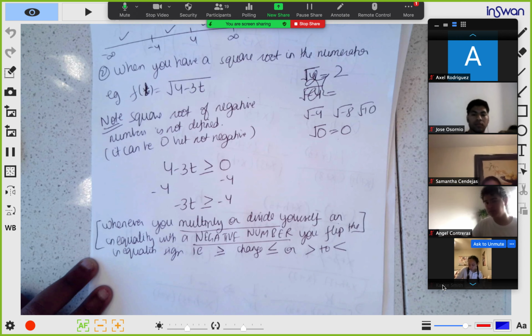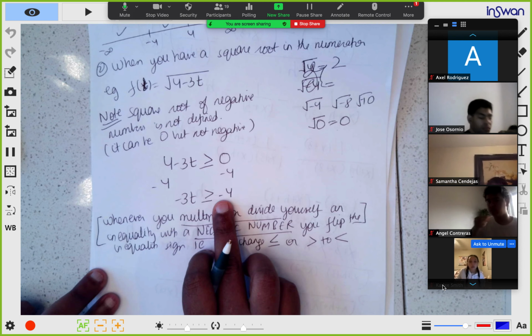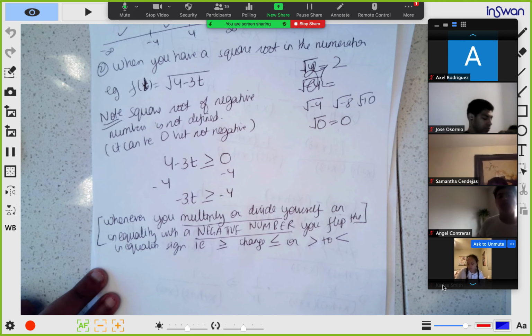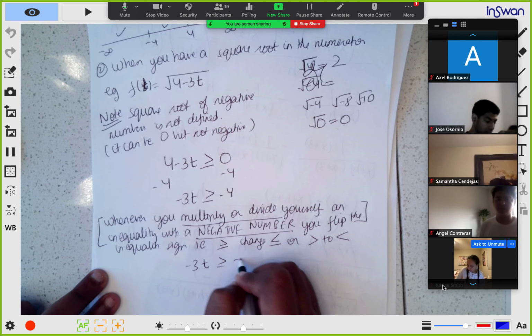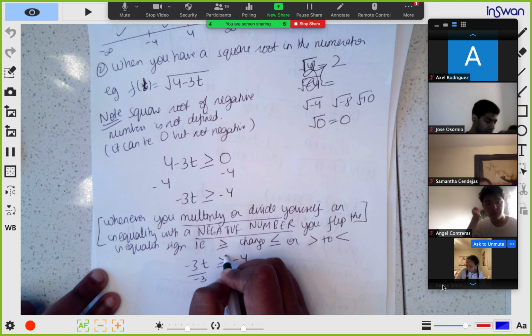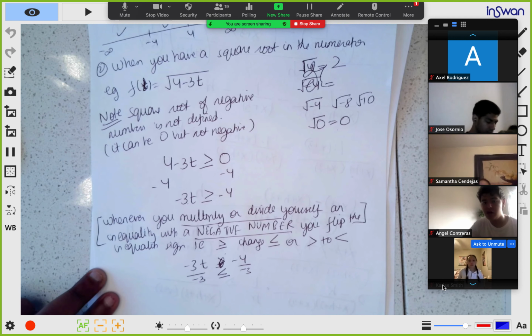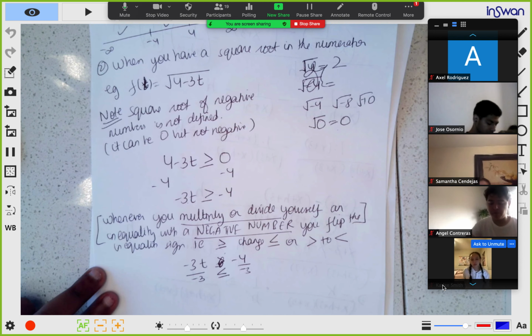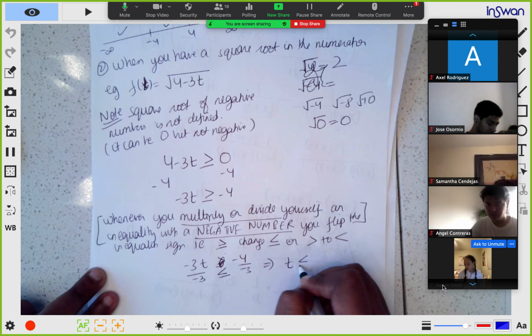So now in this case, I have to solve this further. I just need t. Minus 3 is multiplying with t. So what I'm going to do is divide both sides by negative 3. Note I'm dividing with a negative number, so I need to flip this sign. It will change to this. So you get t less than or equal to 4 over 3.